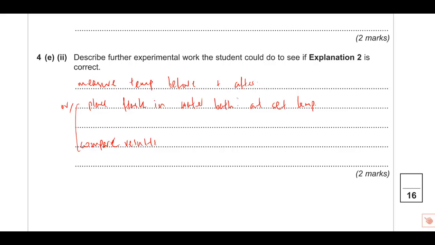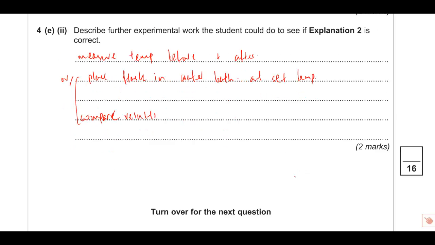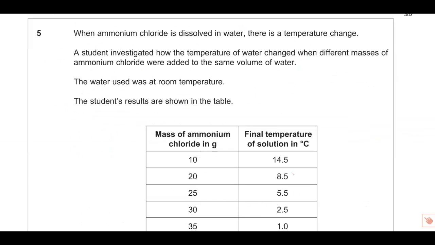Or you've got this other option here, the other answer for 2 marks. Measure the temperature before and after, and essentially you're just checking to see if the temperature actually does increase, which would obviously agree that it is an exothermic reaction which is causing the acid to heat up. So 2 ways of looking at this, and 2 reasonably straightforward marks to pick up.